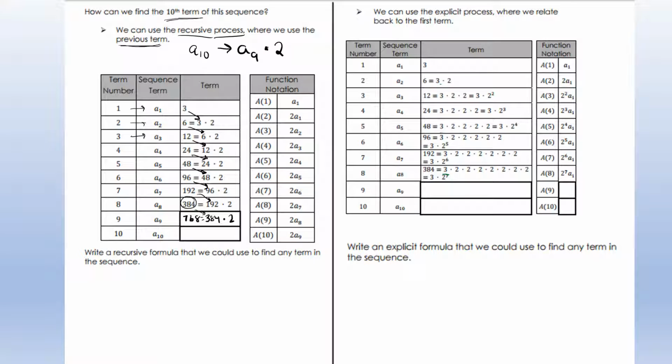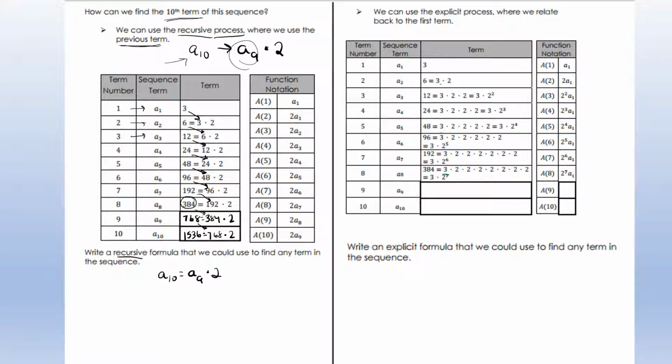Remember, we're looking for the 10th term in the sequence. I need to know the one before it, which is the 9th. Now I know the 9th term is 768, so I take 768 and multiply by 2. That gives me 1,536. So the 10th term in the sequence is 1,536. How did we get that? We took the number before it, the 9th term, and multiplied by 2.